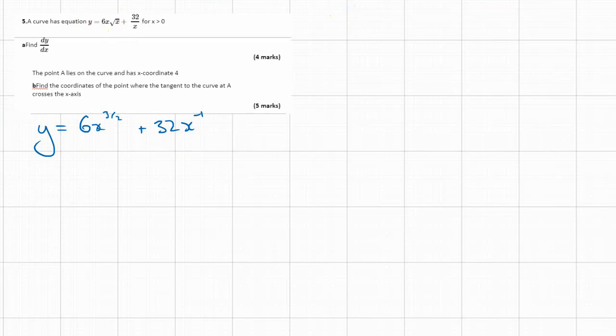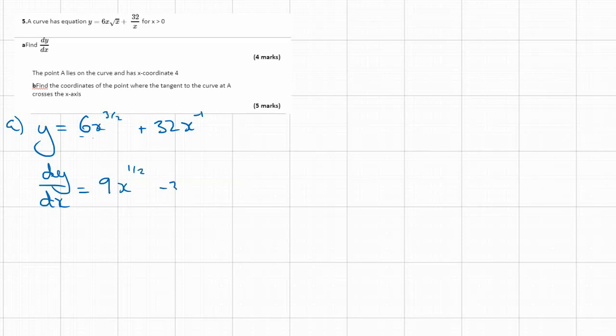So let's find dy by dx. So this is question A. It's easy once we get it to this stage. So what we need to do is times by the power, take 1 off the power. Oops, that's not going to be a positive. I always do that.